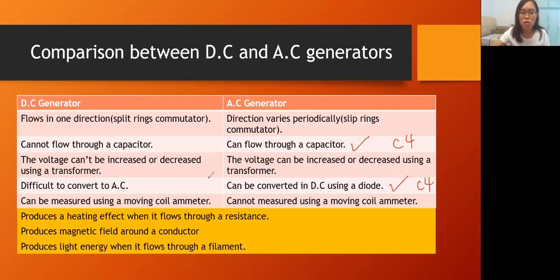Then for the similarities between a DC generator and an AC generator, both can produce a heating effect when the current flows through a resistor. Both produce a magnetic field around a conductor, because both have a pair of permanent magnets inside. And both produce light energy when the current flows through a filament, for example a bulb or an LED.